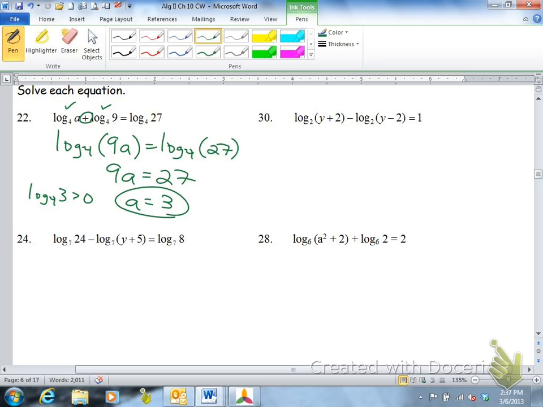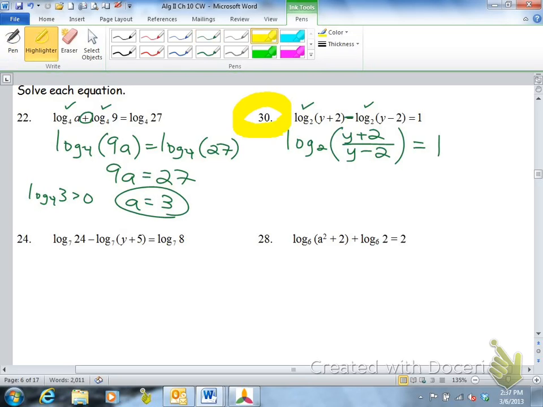Let me show you another one, and then I'll give you a chance to do 24 and 28. Number 30, notice we have 2 logs separated by a minus. So subtraction of 2 logs becomes what? It would become a quotient. You have log base 2, and the quotient is going to look like y plus 2 divided by y minus 2 equals 1. Now this one I'll highlight because oftentimes students will miss questions similar to this.